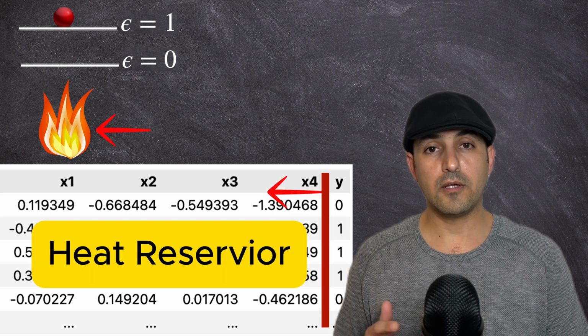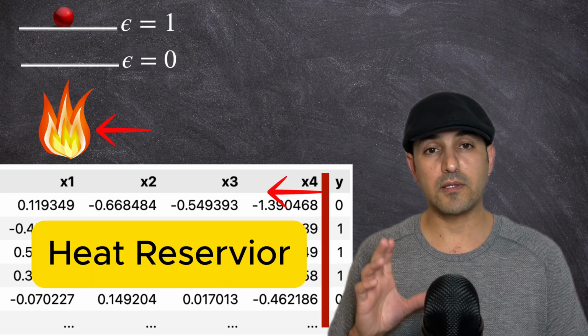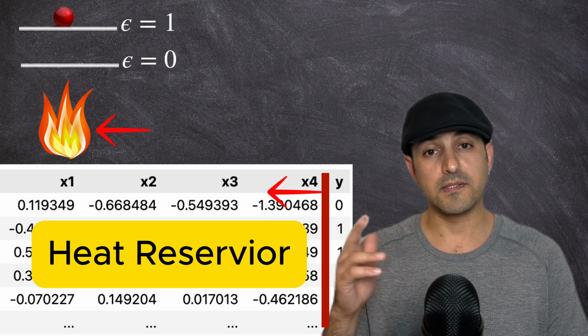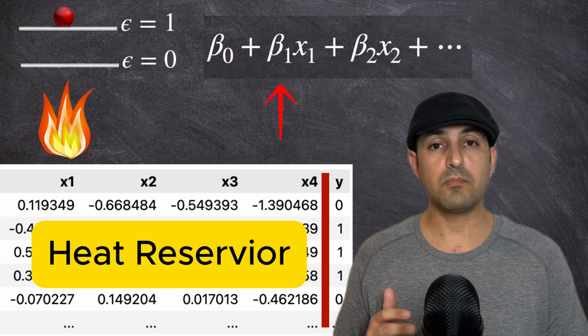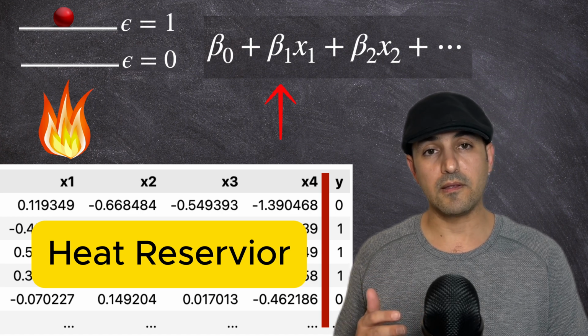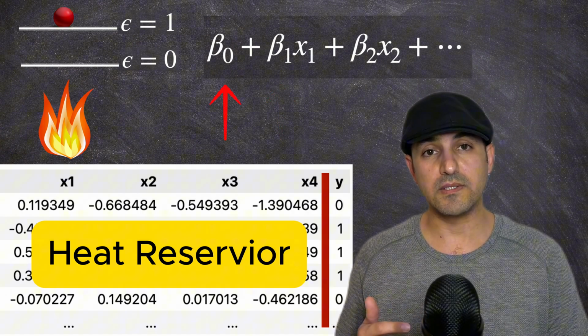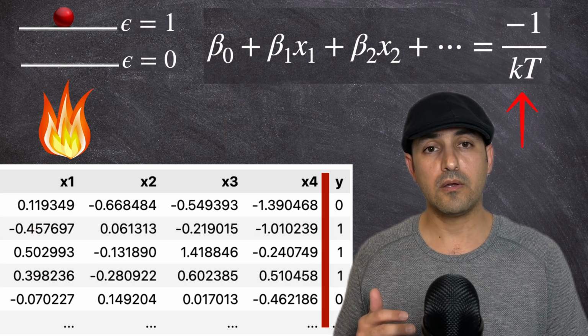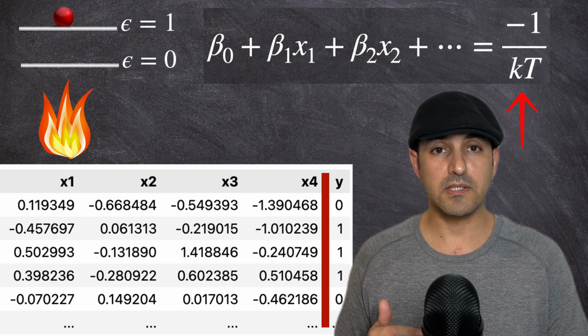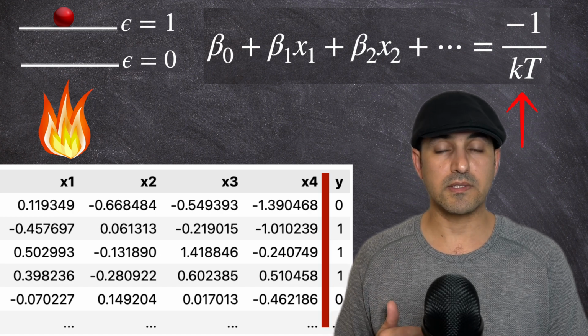The rest of the columns in my spreadsheet act like the heat reservoir in the physics example. I can multiply each of them by a constant beta to be estimated later and add a constant beta 0 to the sum, and that would be equal to the -1 divided by the temperature T times the Boltzmann constant K.